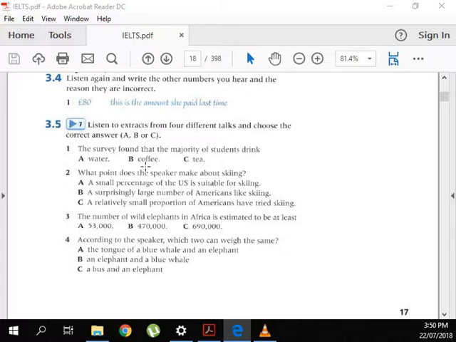So in the first one, we found the majority of students drink coffee. And the second, they're talking about skiing, and a relatively small portion of Americans have tried skiing, so it's C. Third, it's talking about the least number of elephants in Africa, which is 470,000. And in the fourth, they talk about the tongue of a blue whale and an elephant, their weight to be the same. Okay, it's almost the same.